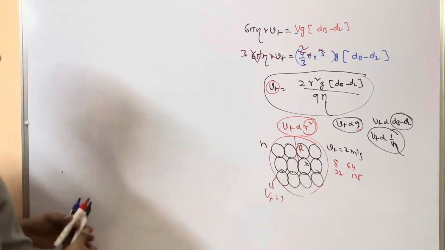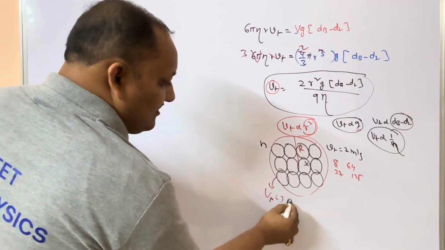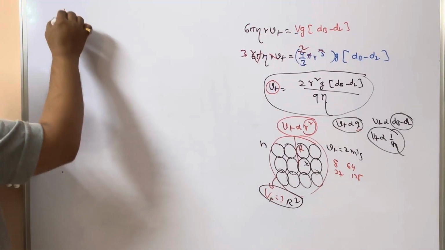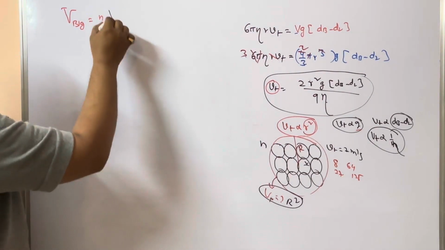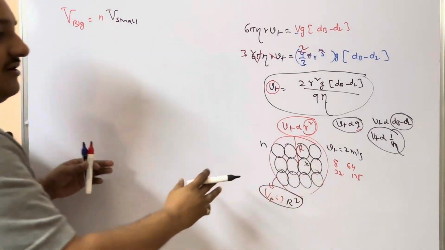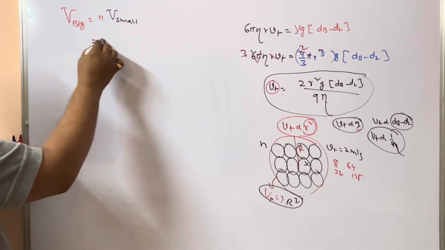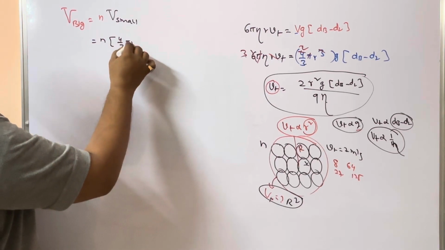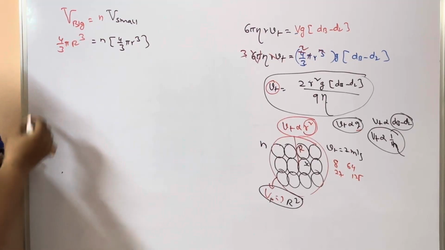Now, what is the radius of this bigger drop? Why? Because terminal velocity of the bigger drop is also directly proportional to R square. Now, how you will get the relation: volume of the bigger drop should be equal to n times the volume of the smaller drop, according to the law of conservation of volume. So, if you combine all these smaller volumes, you will get the bigger volume. Therefore, n times volume of the smaller drop, 4/3 pi r cube, equals volume of the bigger drop, 4/3 pi capital R cube.